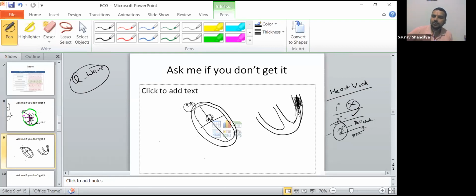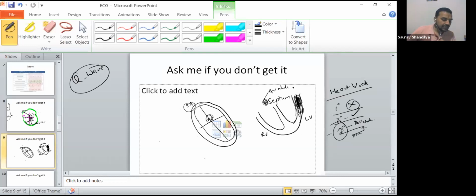I'll tell you what it is. It is the apex of the heart down, and this is the left ventricle area. This is the right ventricle area, and this is the... Anybody? Intraventricular? Anybody can tell me? Septum. Okay. Here is your AV node. All clear? Now, are we ready for the Q wave?